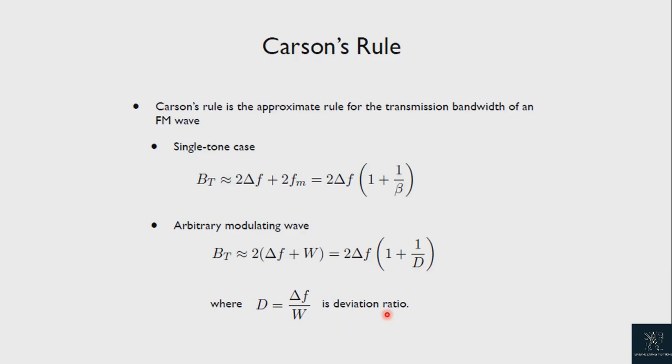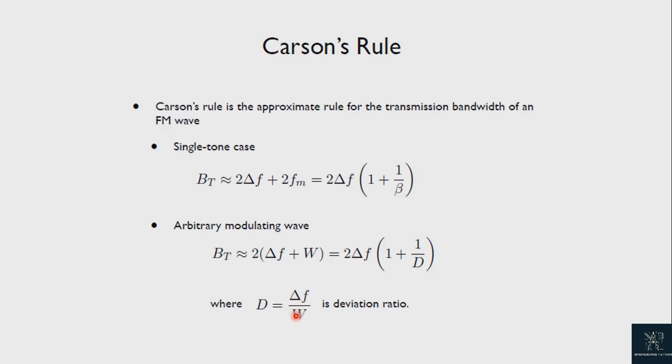Now Carlson's rule to calculate the bandwidth of the wideband FM. Carlson's rule is the approximation rule for the transmission bandwidth of an FM wave. In case of single tone FM, transmission bandwidth is approximately equal to twice delta f, which is the frequency excursion, plus twice f_m, which is equal to twice delta f into 1 plus 1 upon beta. And in case of an arbitrary modulating wave, transmission bandwidth is approximately equal to 2 into (delta f plus W), which is equal to twice delta f into 1 plus 1 upon D, where D is the deviation ratio, which is equal to delta f upon W.